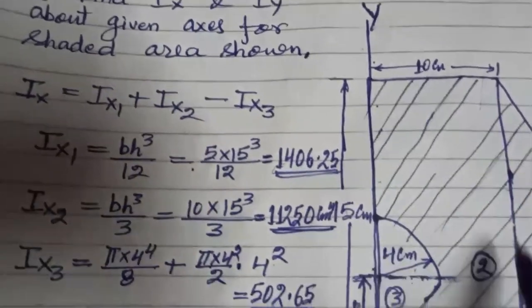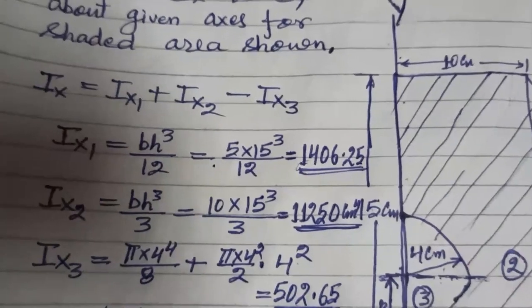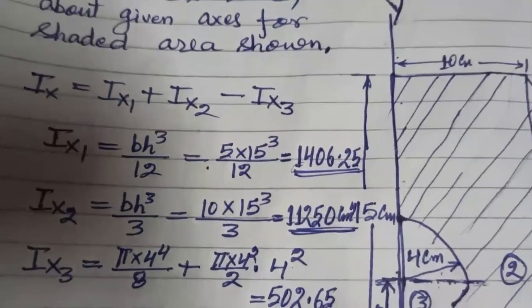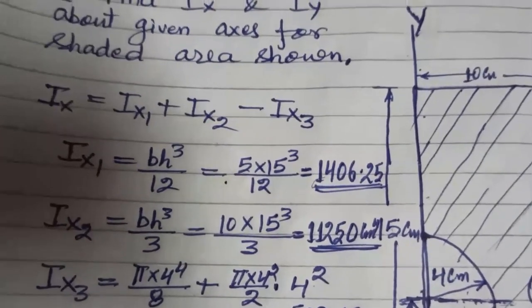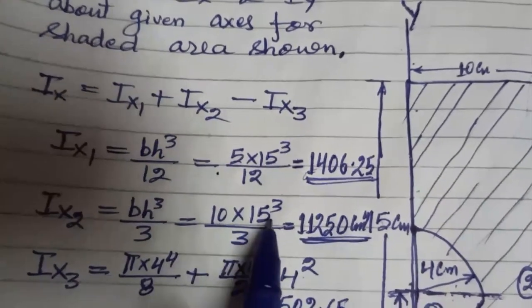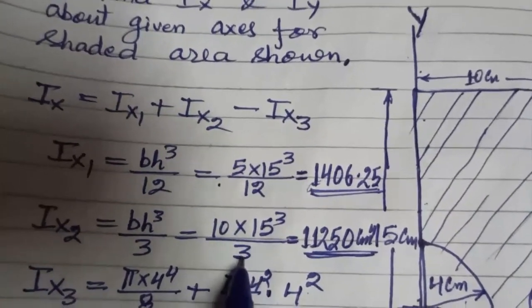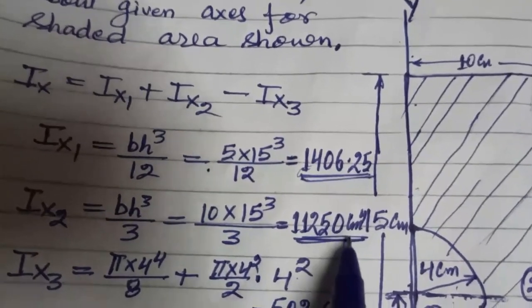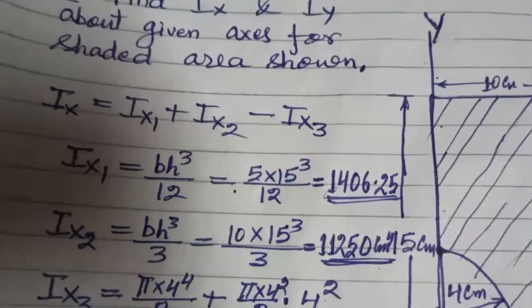Now for this rectangle, bh cube by 3, where b is 10 and height is 15. So 10 into 15 cube divided by 3, and this is for the rectangle. The value is 11250 centimeter to the power 4.